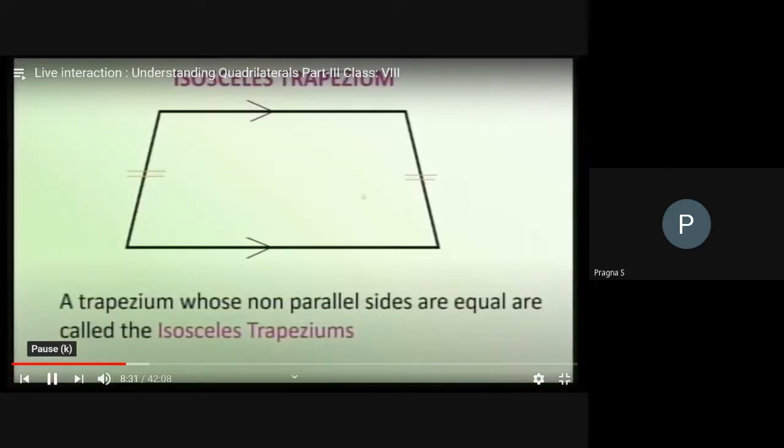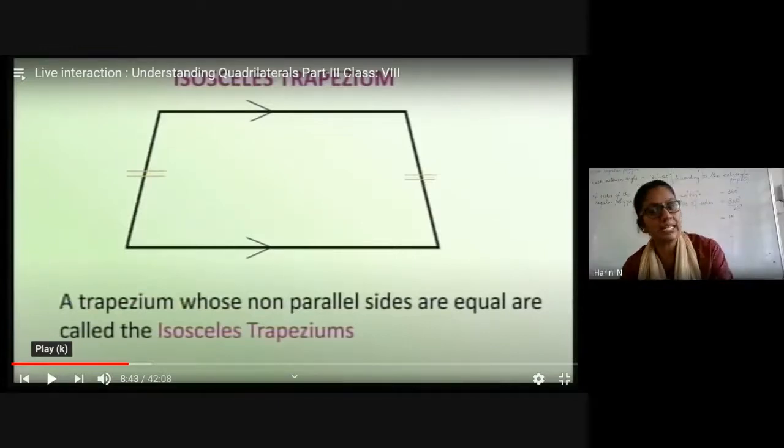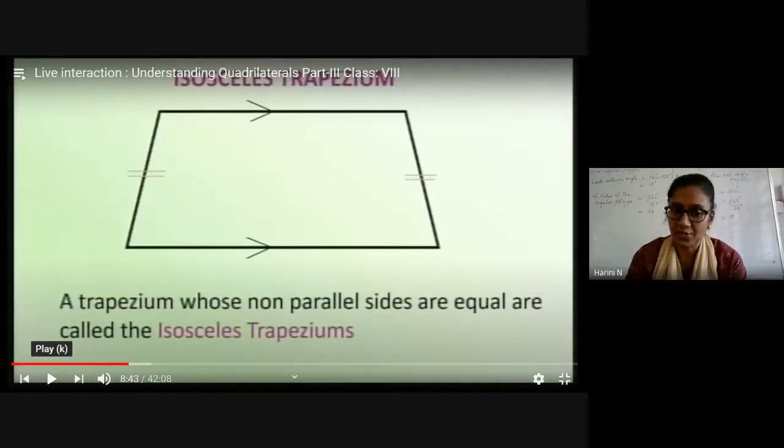So if I come across such a trapezium where the non-parallel sides are of equal length, then they are given this special name, which is the isosceles trapezium. You can draw this figure and label the two non-parallel sides to become equal and then give it this special name called the isosceles trapezium.